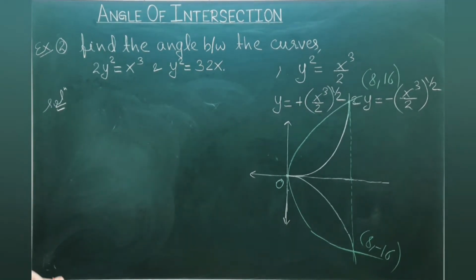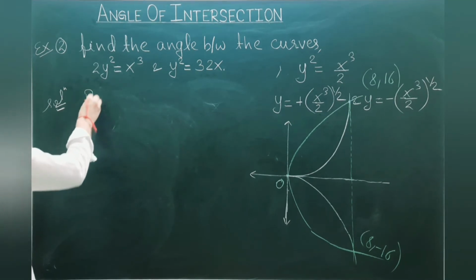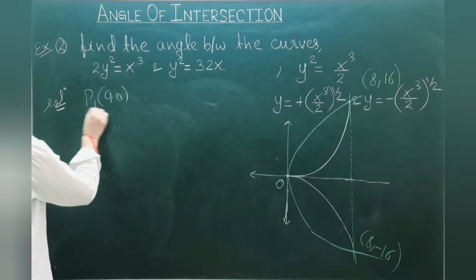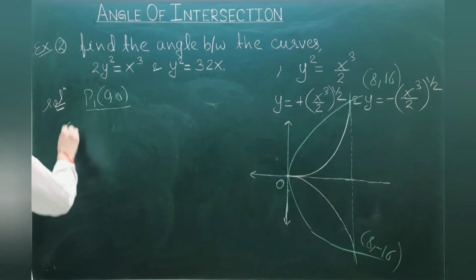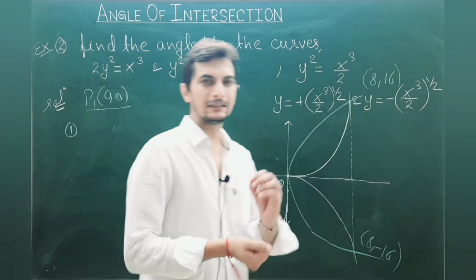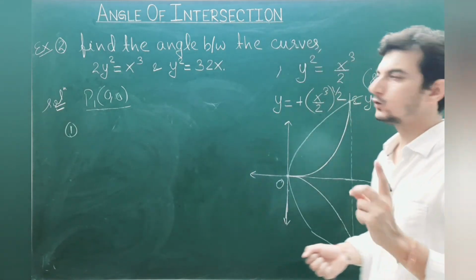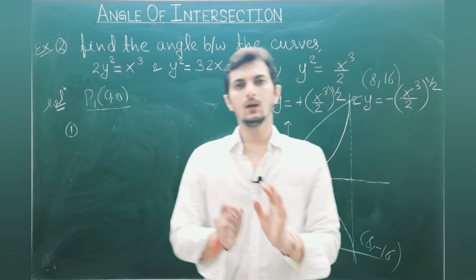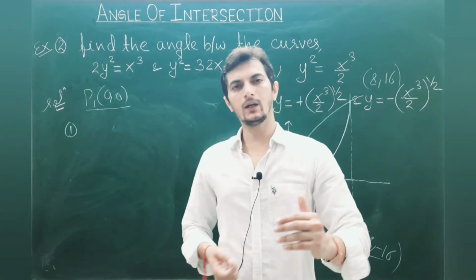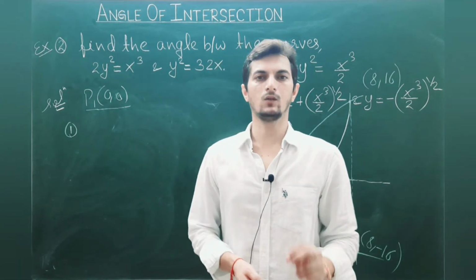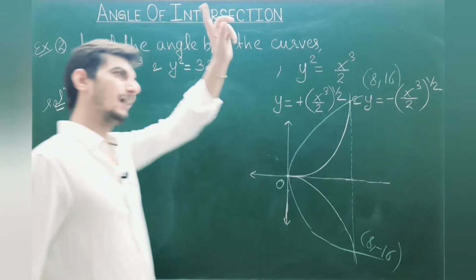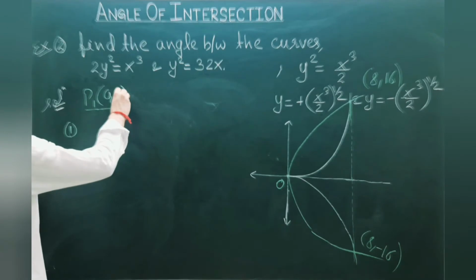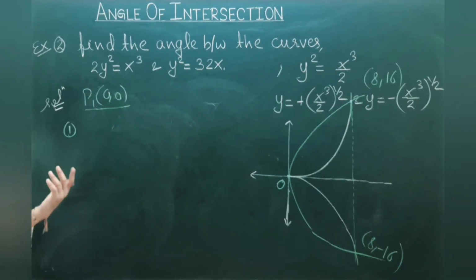Now, first, let's calculate at P1. I hope you remember the point that when a curve passes through the origin, the equation of the tangent can be simply obtained by equating the lowest degree term to 0. We have already noted that in the previous lecture.